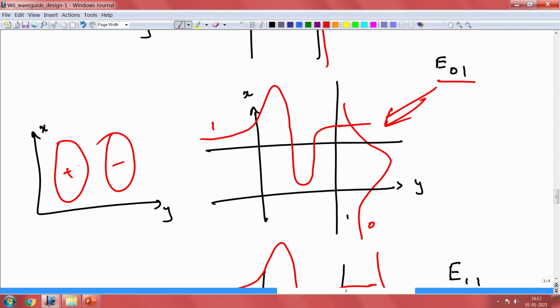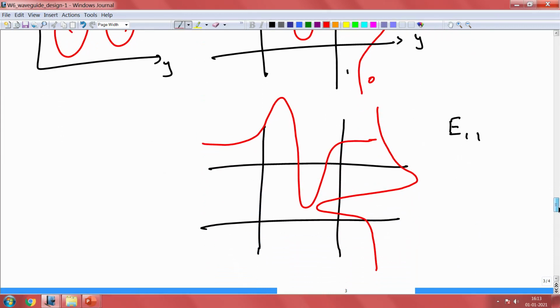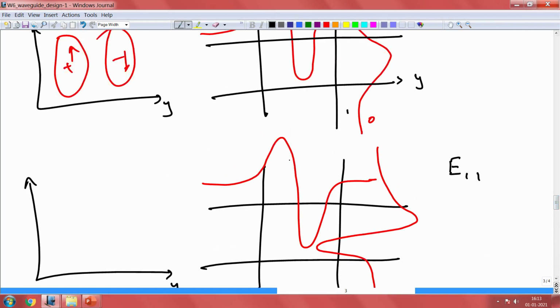So, this is the field up and this is field down. So, positive and negative, right. So, let us look at E 1 1, this is more interesting. You have one crossing in x and one crossing in y. So, how can we look at this, right. We know how the single crossing is going to be.